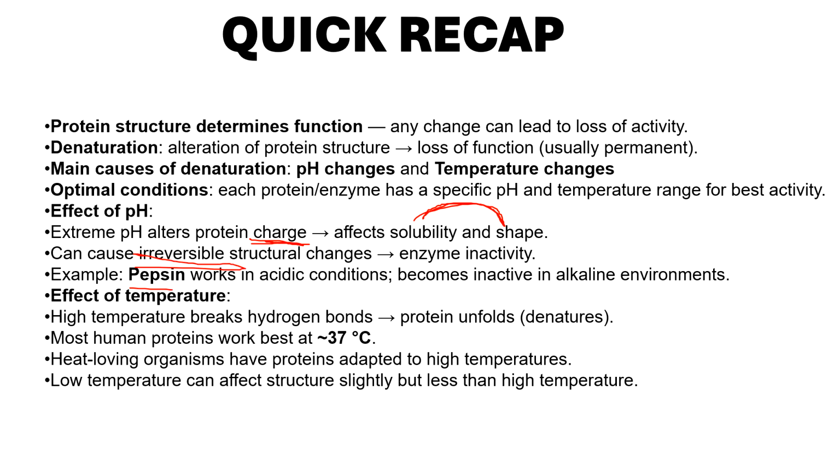An example of this is pepsin in the stomach, which works in acidic conditions, and it can become inactive in alkaline pHs. Effective temperature: high temperature breaks the hydrogen bonds, and so the protein unfolds. Most human proteins work best at 37 degrees Celsius. This is a fact which can come up as a multiple choice, so have it in mind. 37 degrees Celsius. Heat-loving organisms have proteins adapted to high temperatures, and low temperature can affect structure slightly, but less than high temperature, so high temperature is apparently worse.